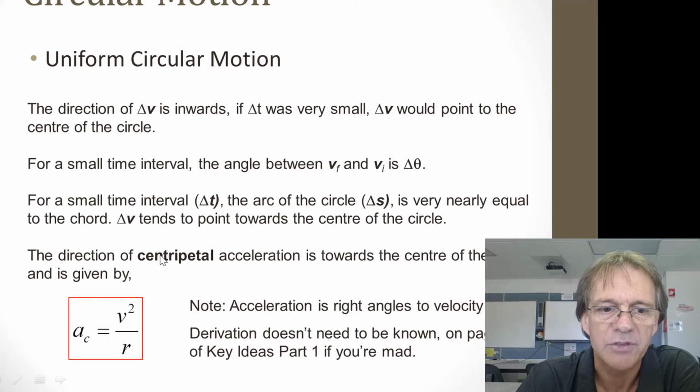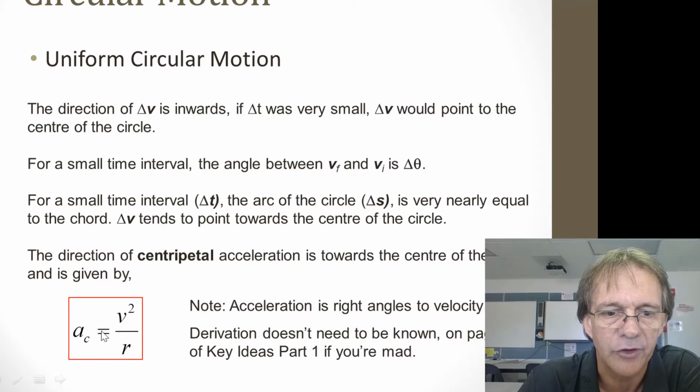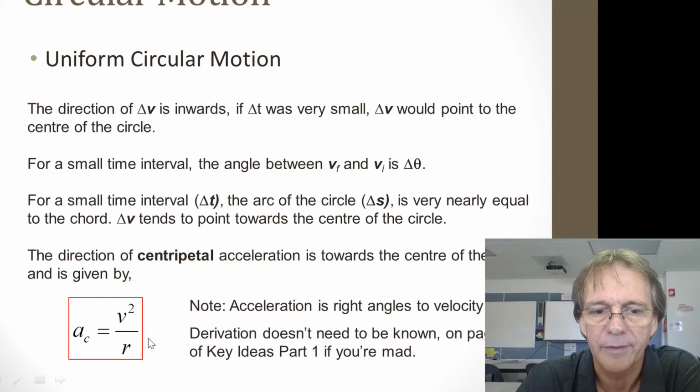There's a cheat's way of working this out, which is much easier. You can use a formula: the acceleration of anything going in a circle, called the centripetal acceleration, or the acceleration towards the centre of the circle, is given by the velocity squared divided by the radius. So put in the speed that you know, square it, and divide by the radius of the path.